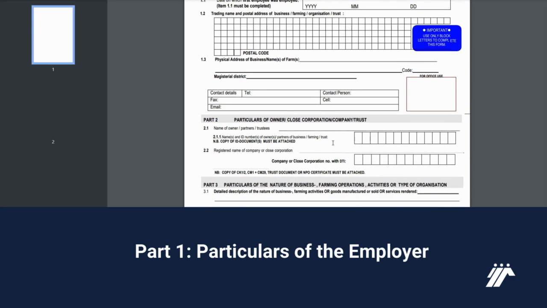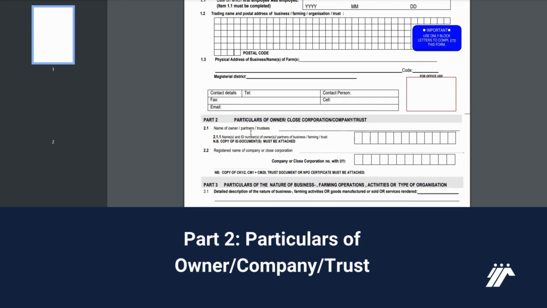Great, thank you, Viv. And then I see part 2, it says here particulars of owner or close corporation or company or trust. So that is basically particulars of the director or the member of a CC or the trustees in a trust, whichever way, according to the entity. So we need to know the directors of the company. They need to provide those details on the application form for that to be captured at the department.